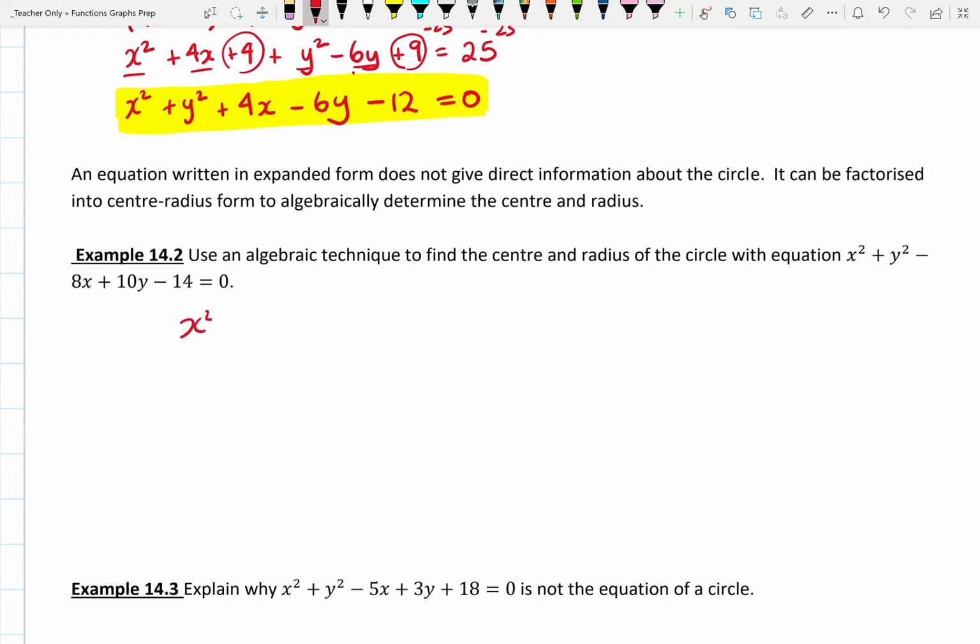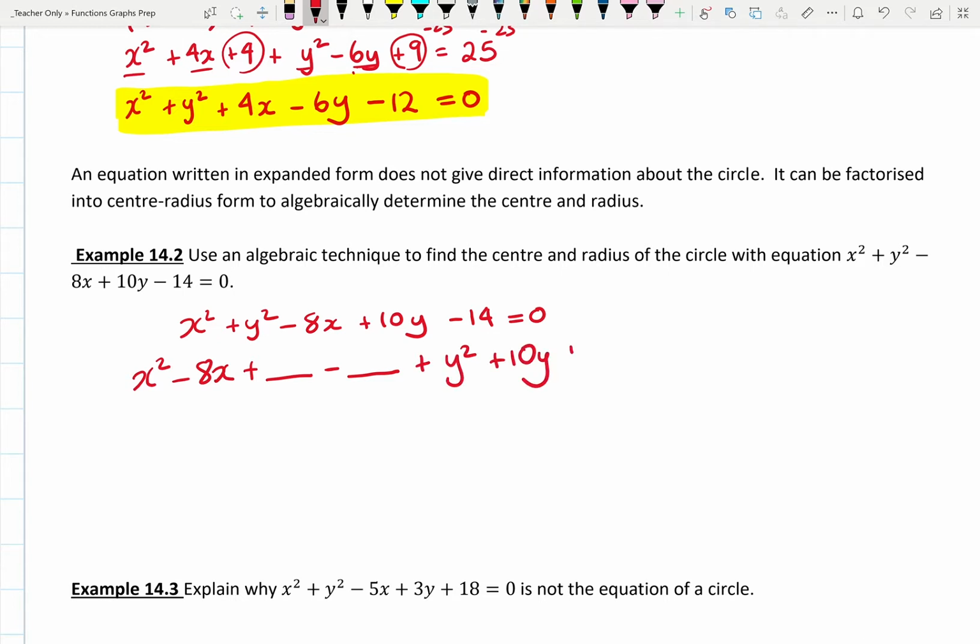So having a look at this one, we've got x² + y² - 8x + 10y - 14 = 0. So the first thing we do is rewrite the equation so that we can complete the square for both x and y. So the first one will be x² - 8x + something - the same thing, plus y² + 10y + something - the same thing. And I'm going to pop this minus 14 over onto the other side of the equals. So that's going to be equal to 14.